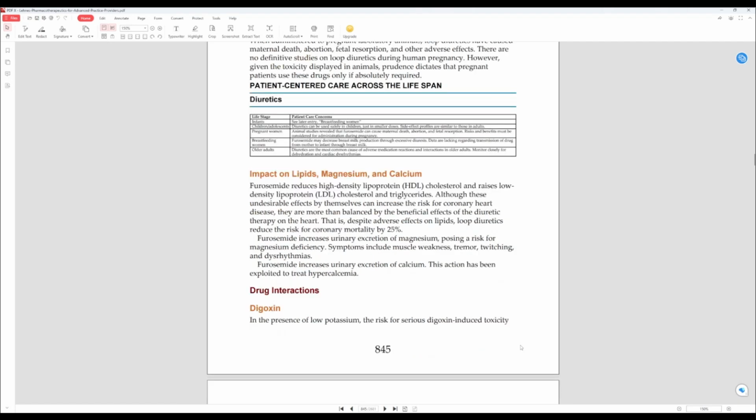So here is patient-centered care across the lifespan for diuretics. You can hit pause here and take a look at them.